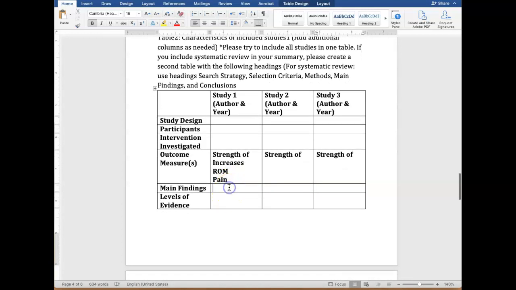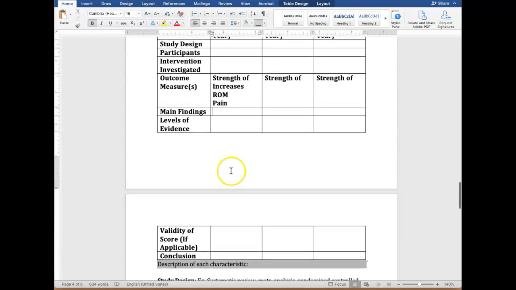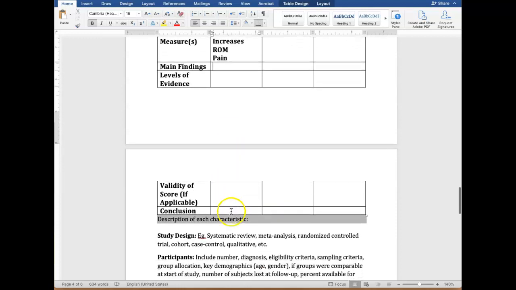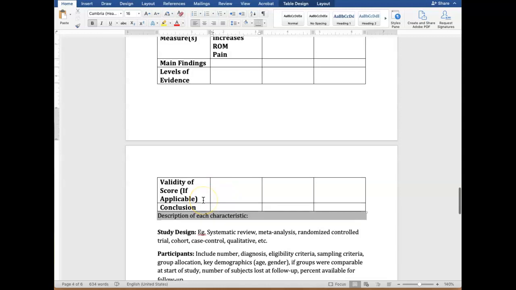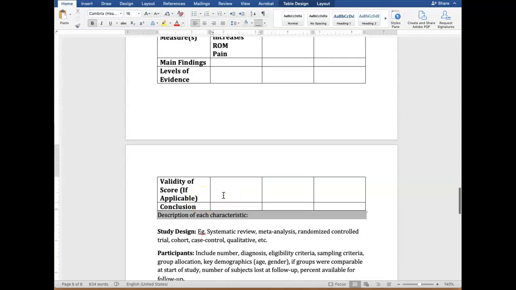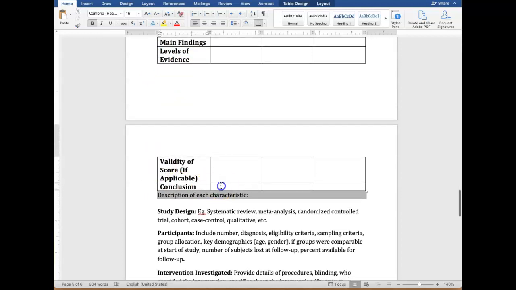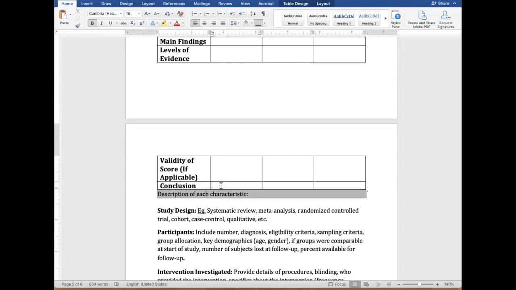The main findings are the actual results. So an example would be strength decreased in the ACLR group, but improved in the healthy group. Levels of evidence we'll get into later in the class, and then you're going to appraise all of these articles and you're going to give them a score. So again, these two topics will become clear once you have the actual lecture on them. And then last but not least, based on the results and the findings, what are your conclusions? So please don't copy and paste the conclusion from the research articles. You actually draw a conclusion based on what you read, and you put that in the conclusion box.